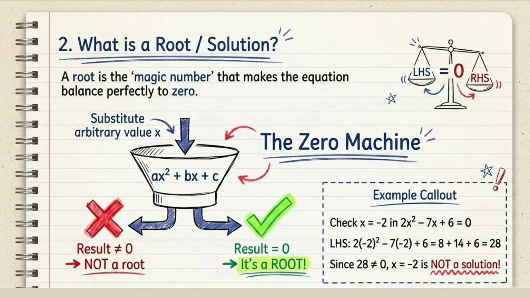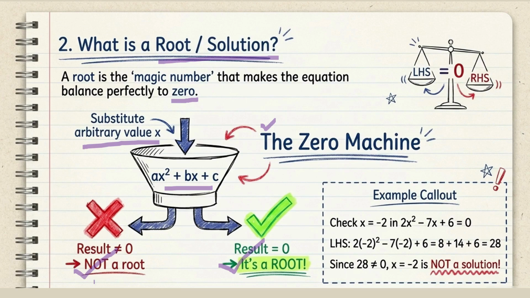Three. What is a root or solution? A root is the magic number that makes the equation balanced perfectly to 0. The zero machine. Substitute an arbitrary value x into ax squared plus bx plus c. Result is not equal to 0, not a root. Result is equal to 0, it's a root.